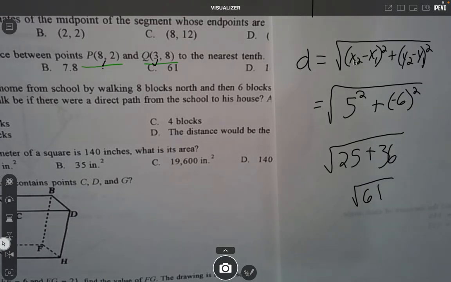Put the square root of 61 in your calculator. Right now, 61. You told me yesterday, square root of 61. I said square root, but then I asked if that was an answer choice, and you said yes. I didn't look. That's not an answer choice. Okay, 11. Alright, what is the square root of 61? 7.8. That is an answer choice.